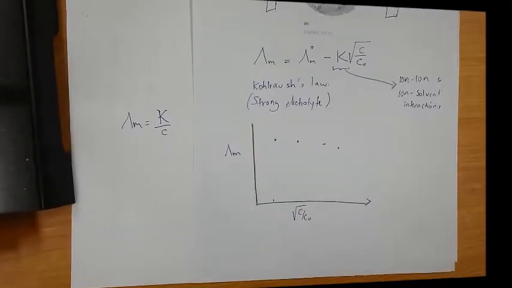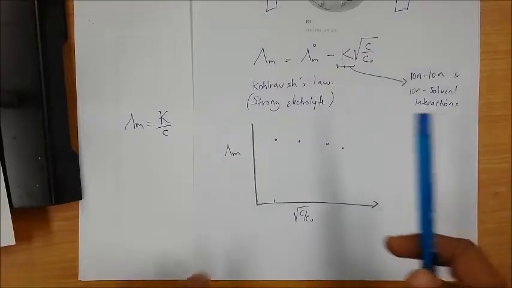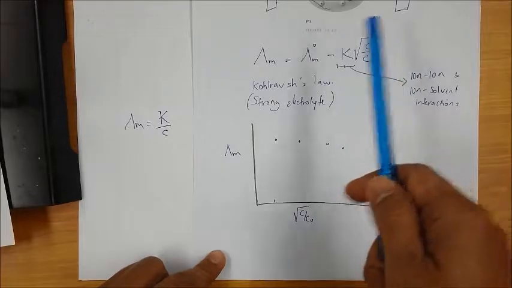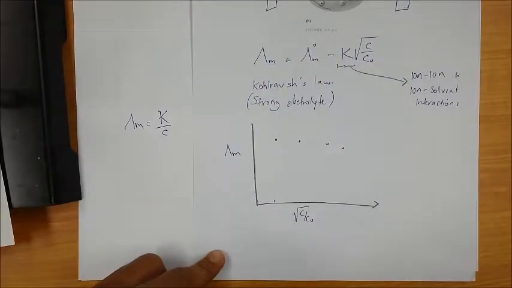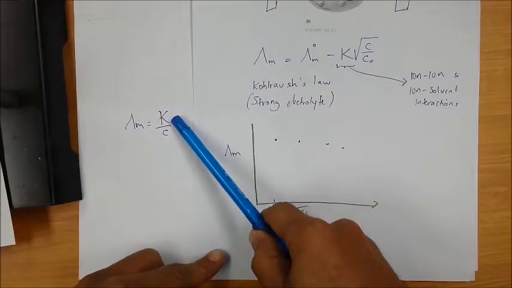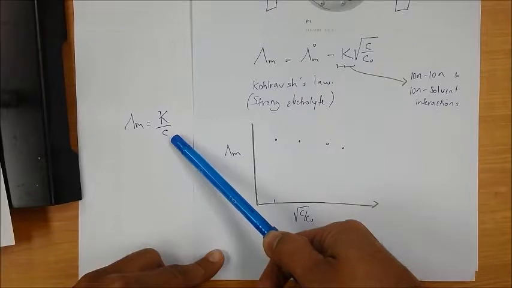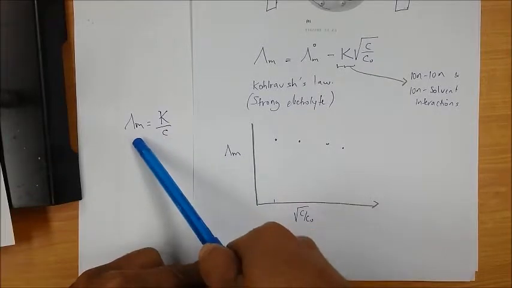Look at the Kohlrausch Law for strong electrolytes, which gives the correlation between concentration and molar conductivity. So in an experiment, when you're measuring the electrical conductivity, this is what you will get. You will measure kappa, and then you will divide that by the concentration of that electrolyte, and you will get the molar conductivity.